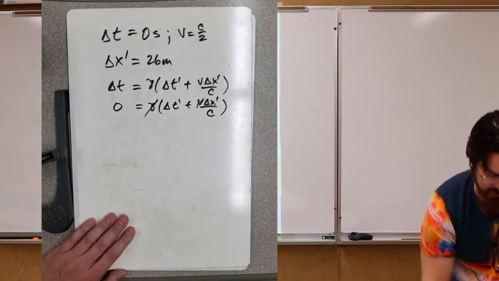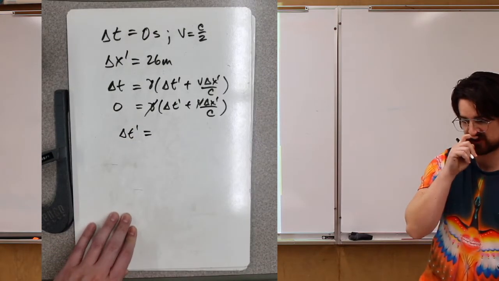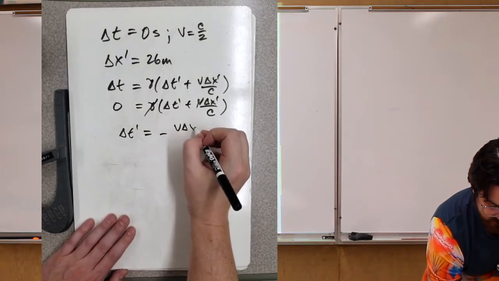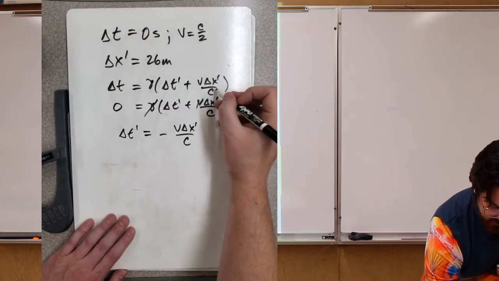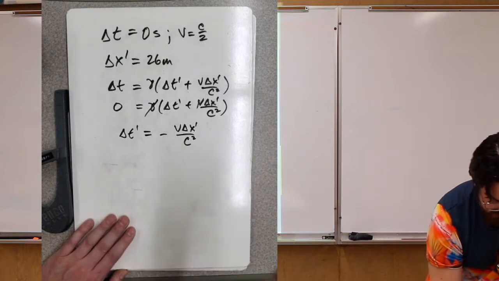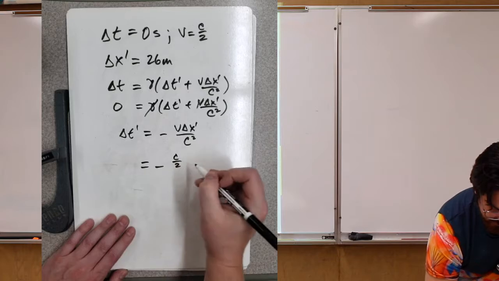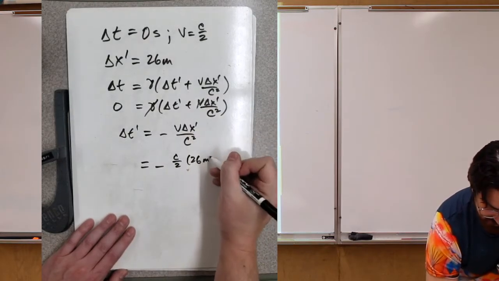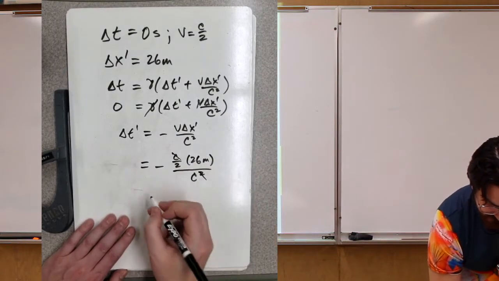Meaning I just divide by that gamma, and then we actually want the time interval that the person on the train would measure. Missing a squared? That should have been squared. It's just going to be that. So they tell us the velocity is half the speed of light. The distance in the prime frame was 26 meters. 6 squared. So that's where it's going to go away.